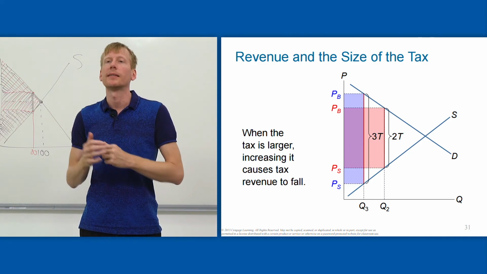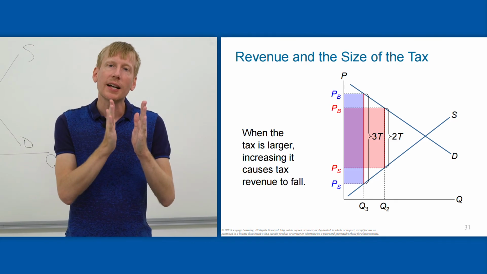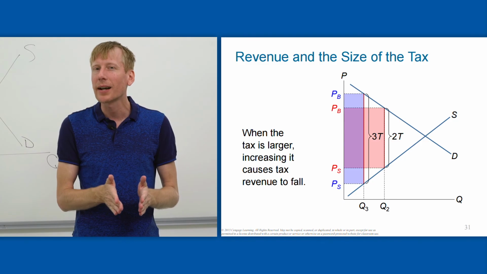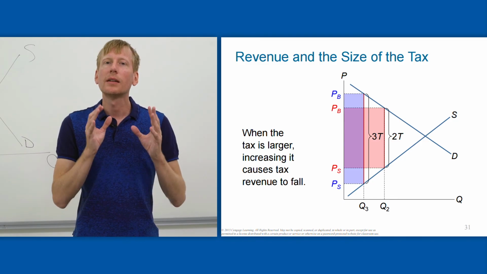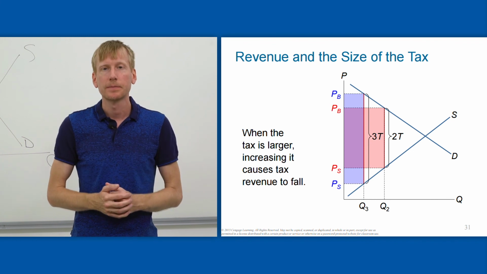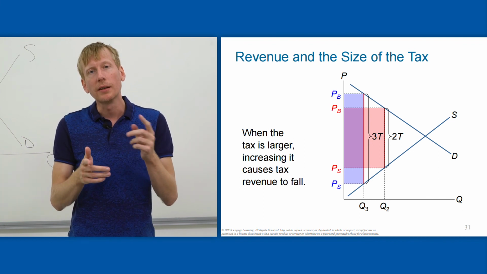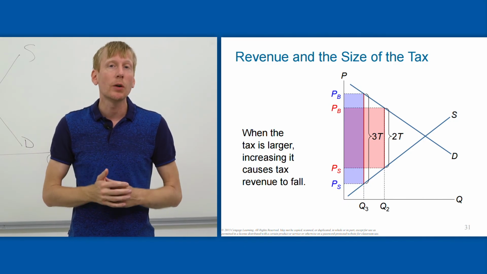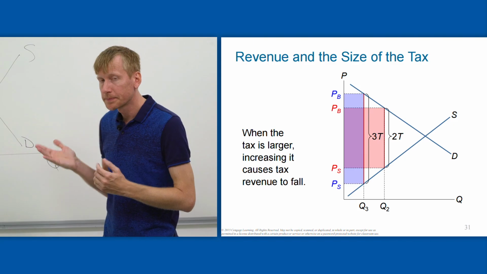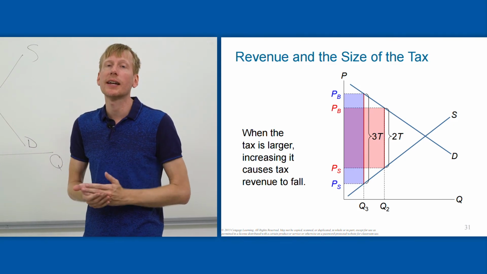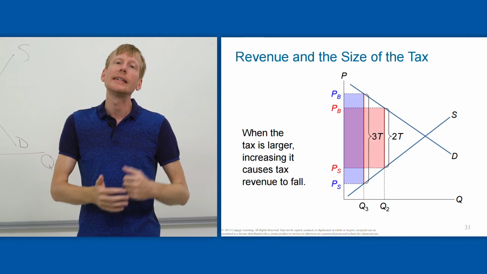area of the pink rectangle. So we've increased the height of that rectangle but we've decreased the base of that rectangle by so much that the area of the rectangle, the total revenue generated by the tax, is now less. So comparing these three, our tax revenues would have been highest with a tax rate equal to 2T, or 20, and decrease as we increase the tax beyond that point to 3T.